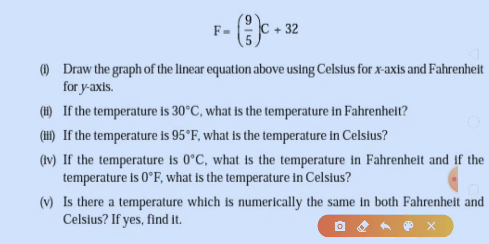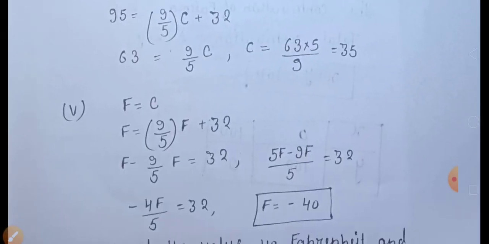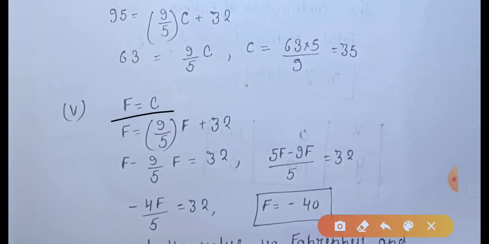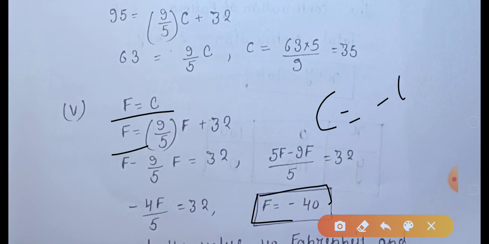Now fifth part: is there a temperature which is numerically the same for both Fahrenheit and Celsius? If yes, find it. Suppose F equals C. In the fifth part, write F equals C. In place of C, you write F. F equals 9/5 F plus 32. Now find out the value of F. F equals -40. F equals -40, it means C is also -40.